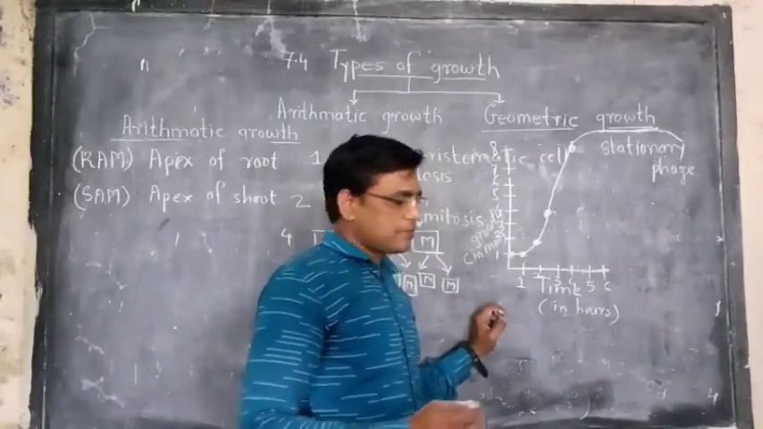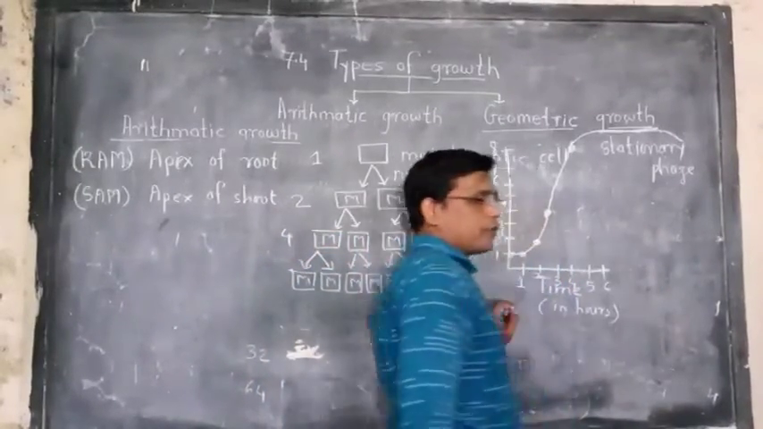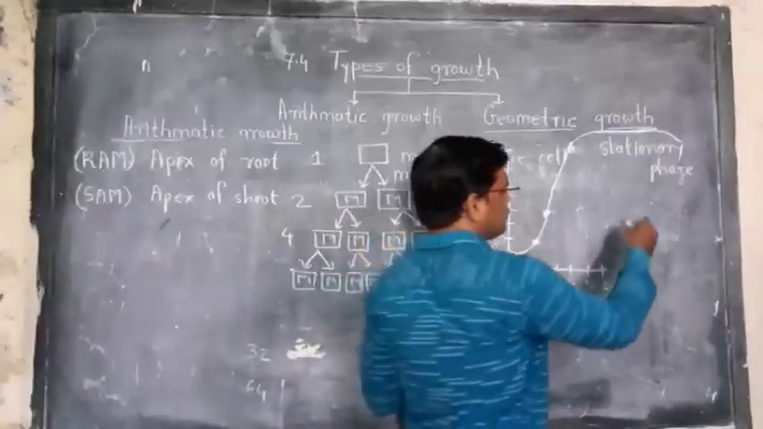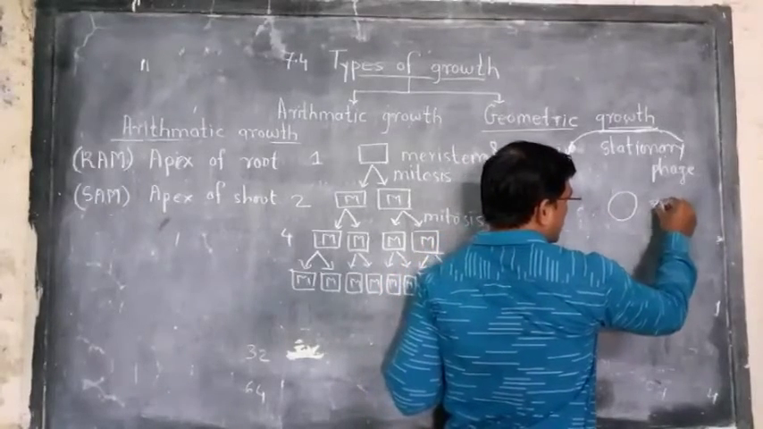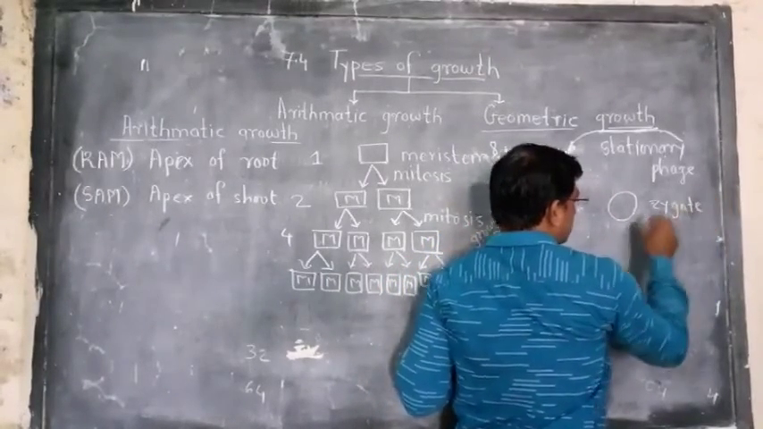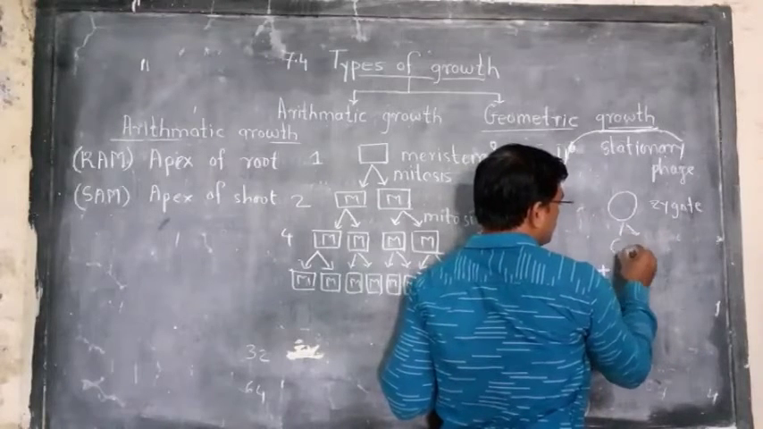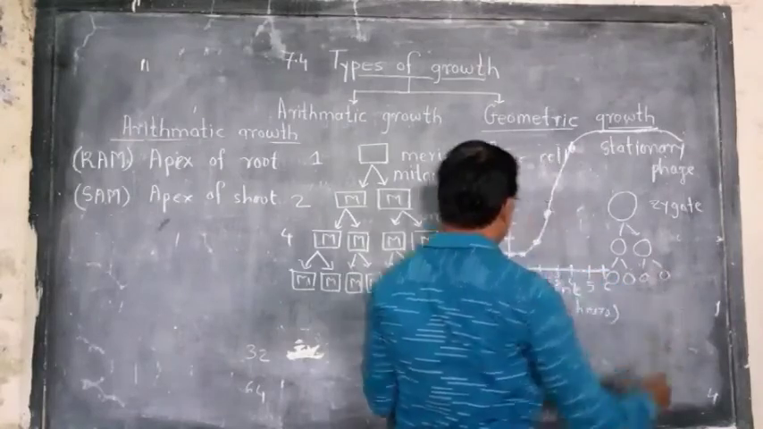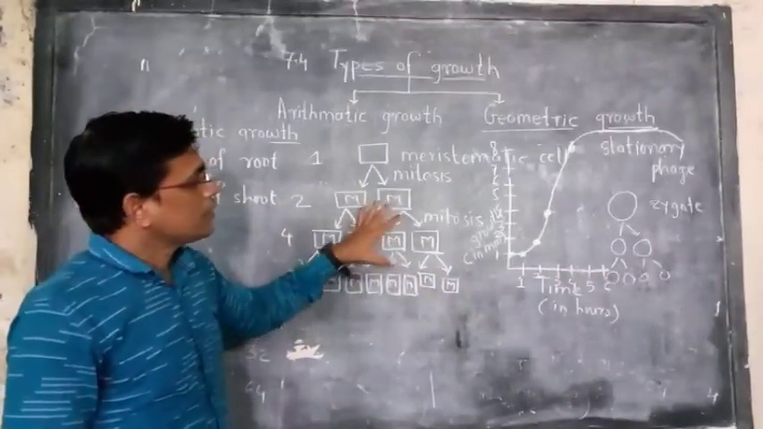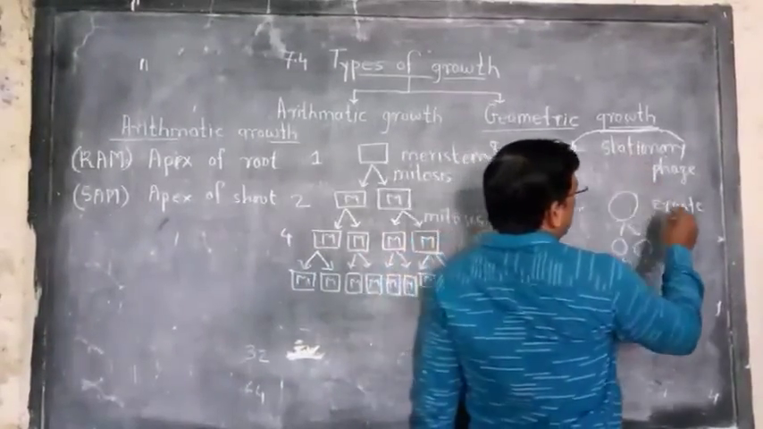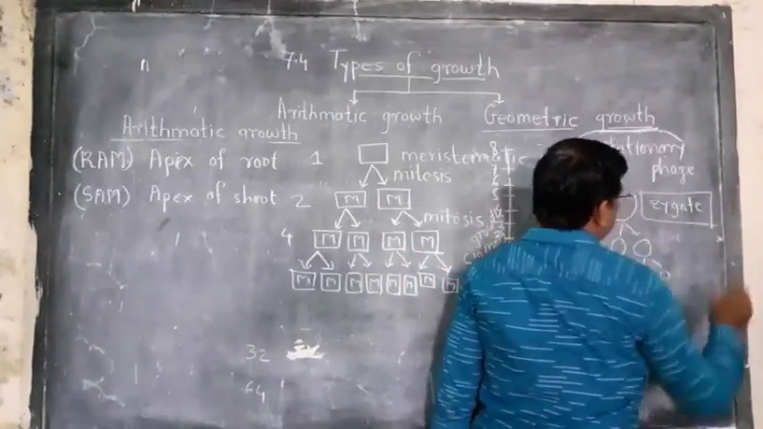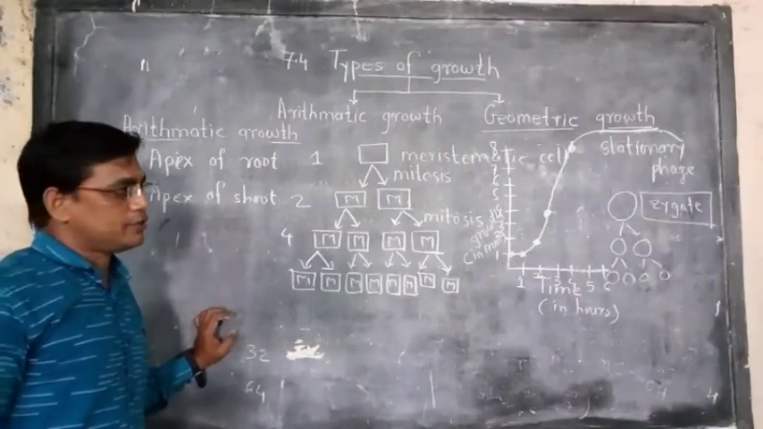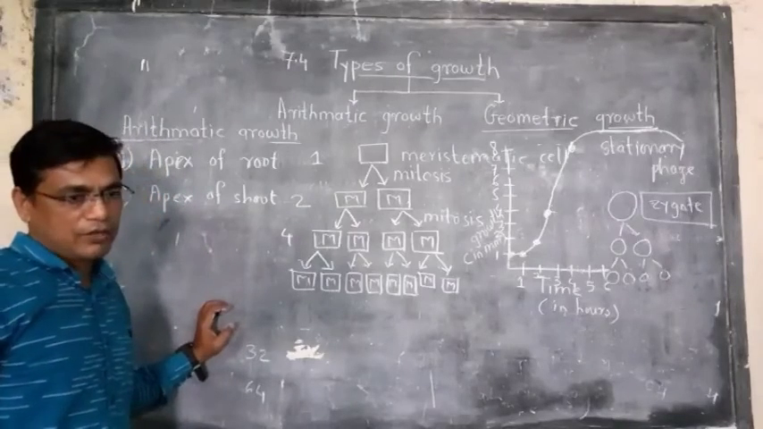Geometric growth takes place after zygote formation, after fertilization, after fusion of the male and female gamete. A zygote is formed, a single-cell structure. Then this zygote divides into 2 cells, and these 2 cells again divide into 4 cells, as we have seen here. In this way, geometric growth is seen after the zygote formation, in the process of embryogenesis, at the initial level.